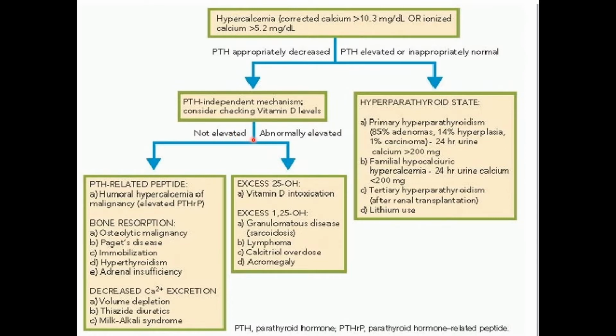we may measure the vitamin D level. If vitamin D is elevated, then there can be vitamin D intoxication, or granulomatous disease like sarcoidosis or lymphoma, so that the exogenous vitamin D level is increased. If the vitamin D level is not elevated, there may be parathyroid related peptide, like in malignancy, or bone resorption cases and decreased calcium excretion cases. We will be discussing this later.